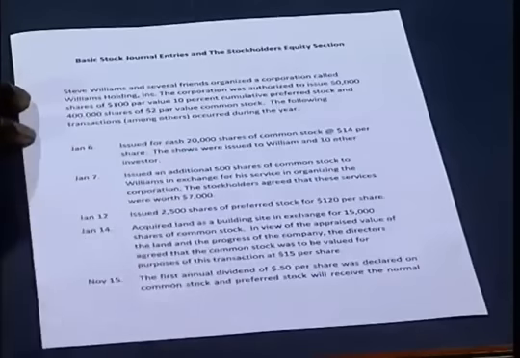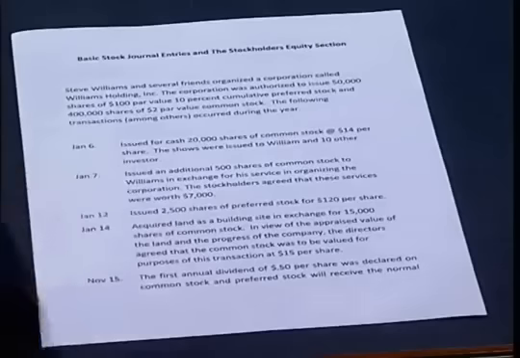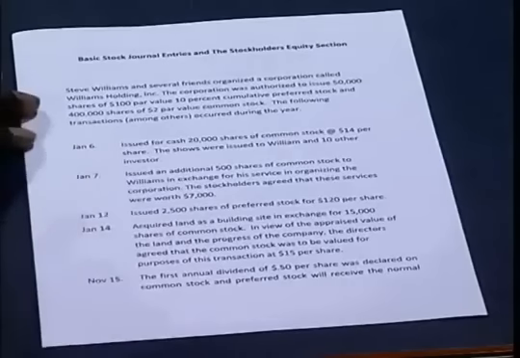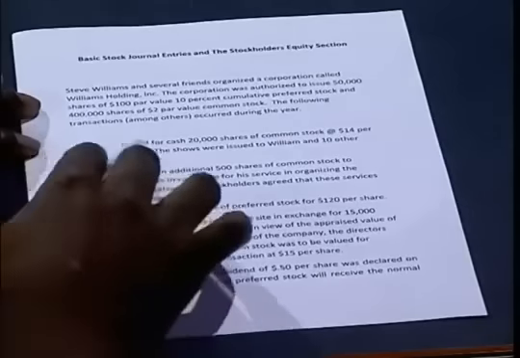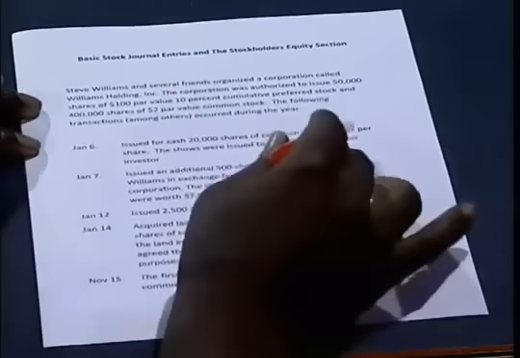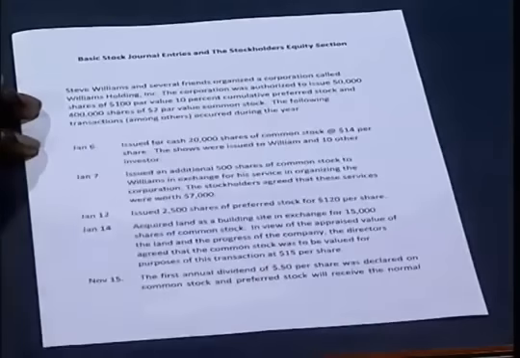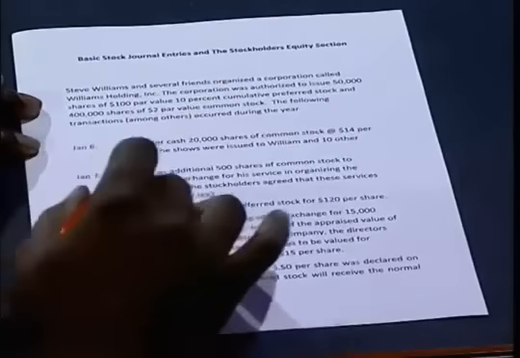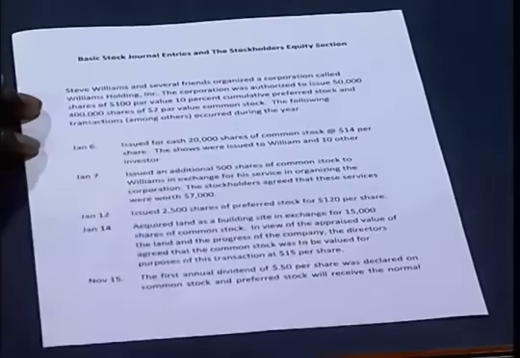I'm going to read these first, and then we're going to go back and record these transactions in the journal. On January 6th, they issued for cash 200,000 shares of common stock at $14 per share, which is your market price. That shows what these shares were issued for. Got an error here, but these should be shares.